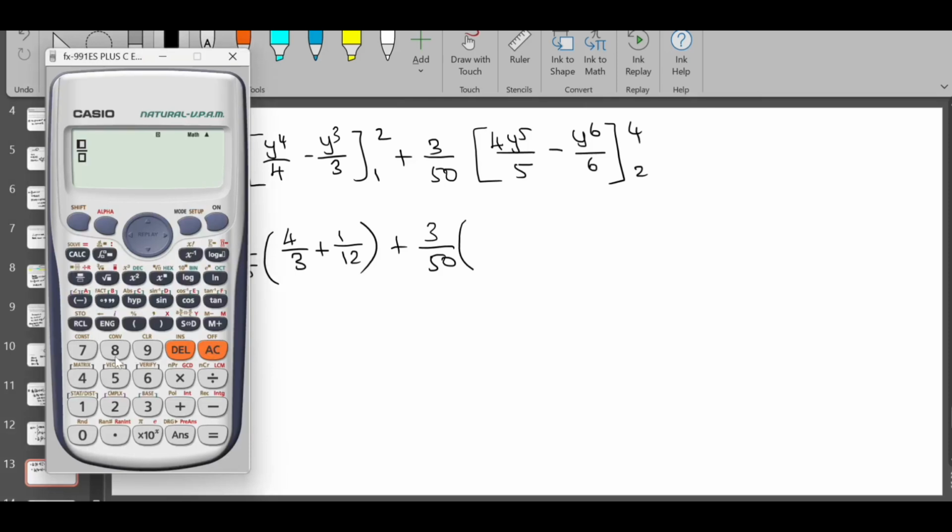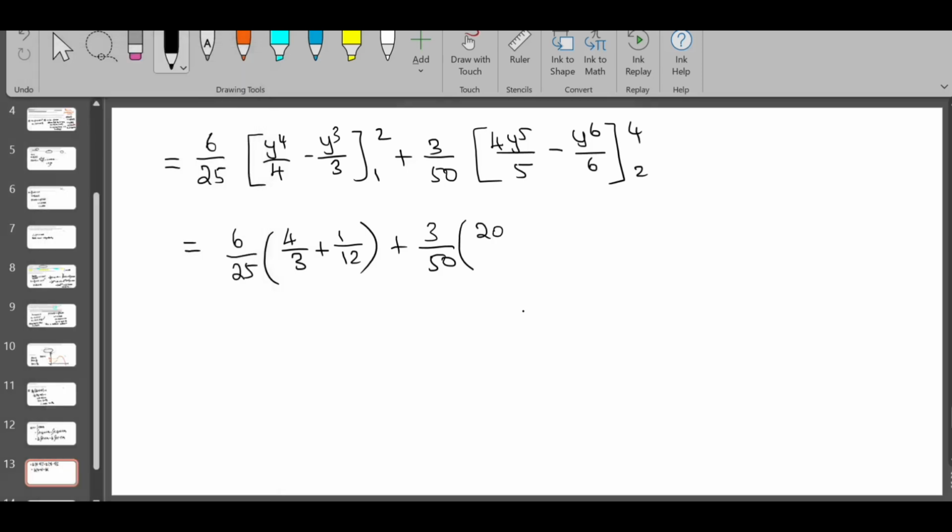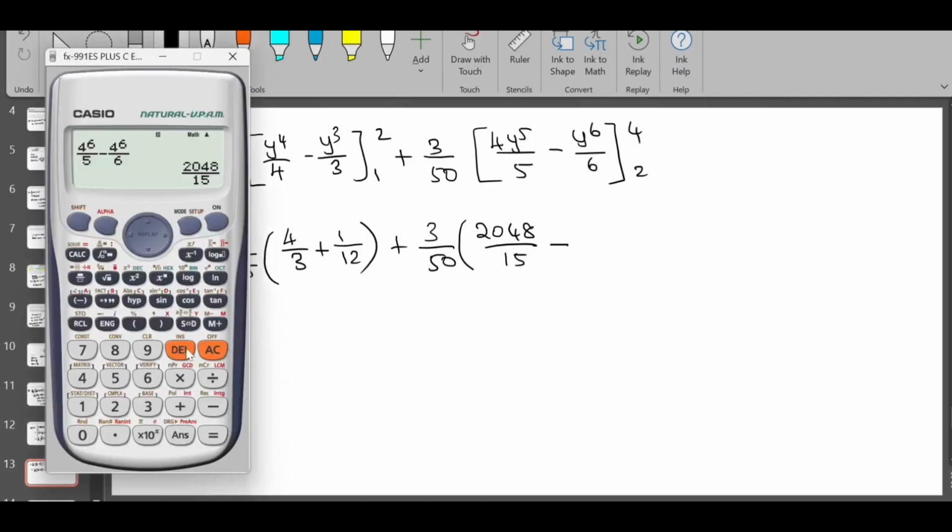4 times 4^5. Both are like 4^6 actually. 4^6 divided by 5 minus 4^6 divided by 6. 4 to the power 6 divided by 6 is 2048 over 15, minus the lower limit now.